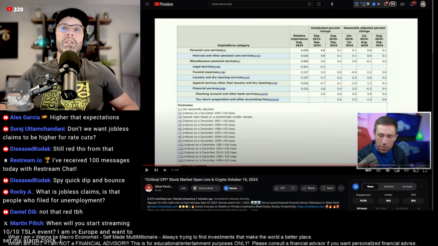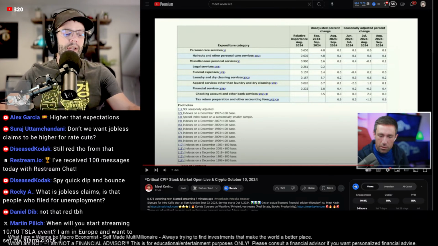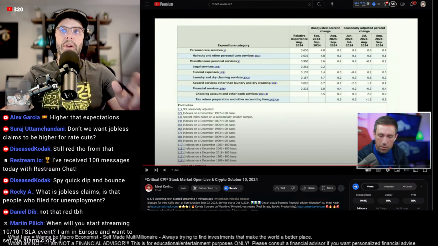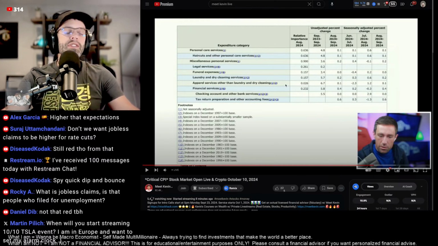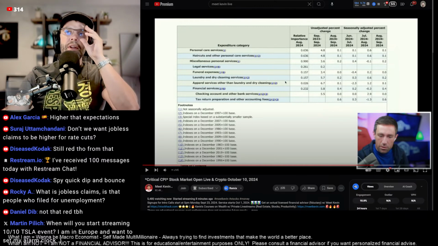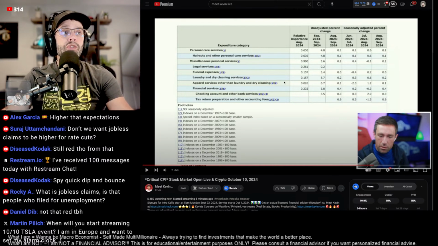That's the plan. But what we don't want is the job market to fall apart. I've been saying that for a long time. If the job market falls apart, then we have a big problem. And then with inflation too, this isn't real. Let me put it this way: this isn't real as far as us having real inflation concerns.